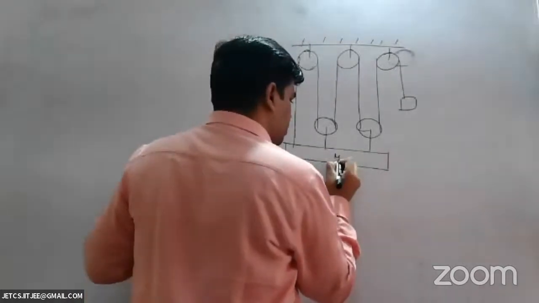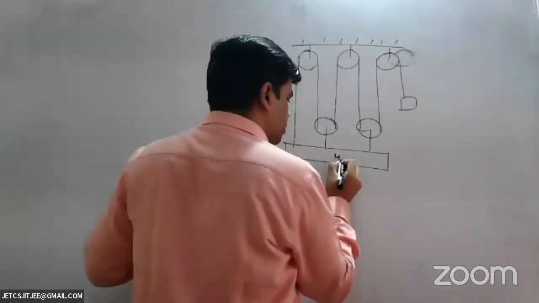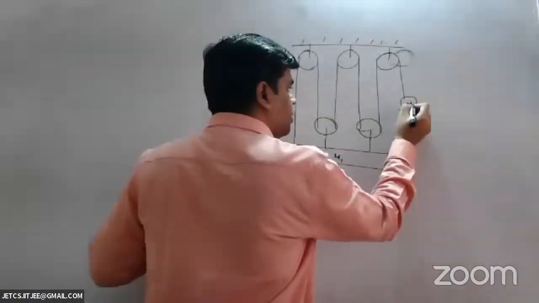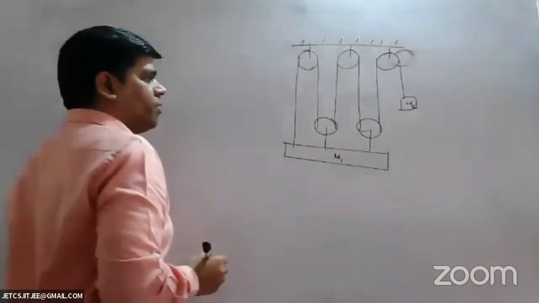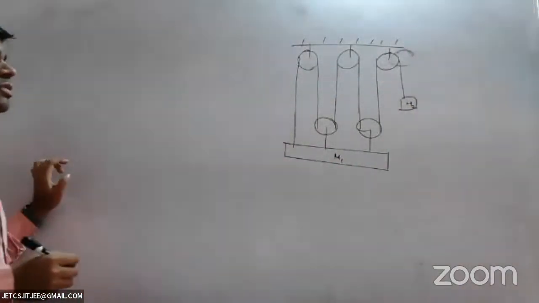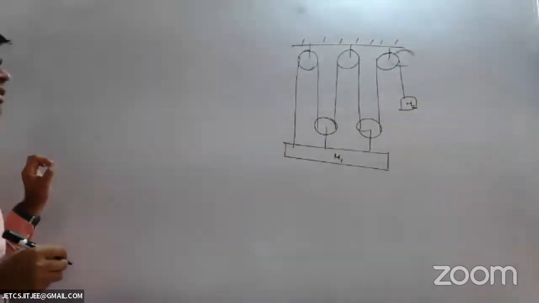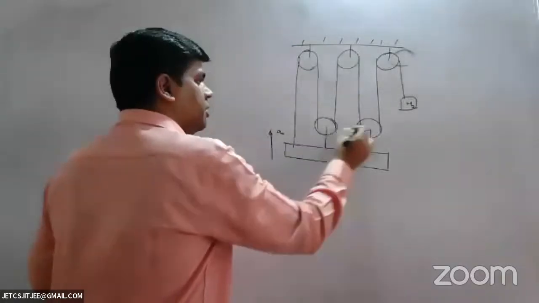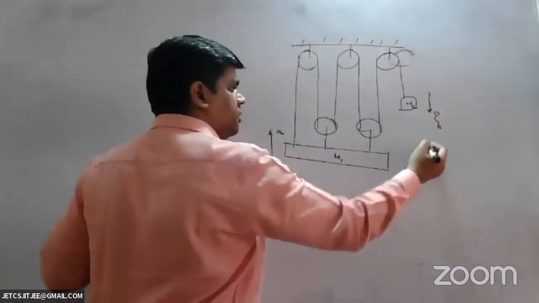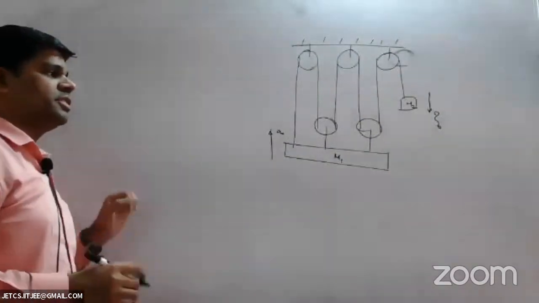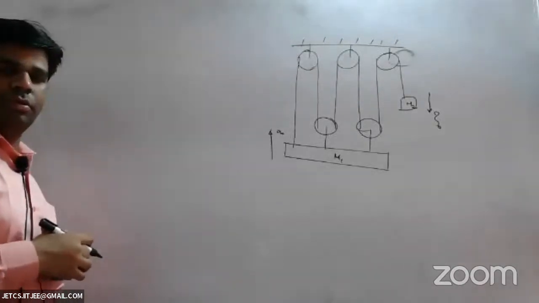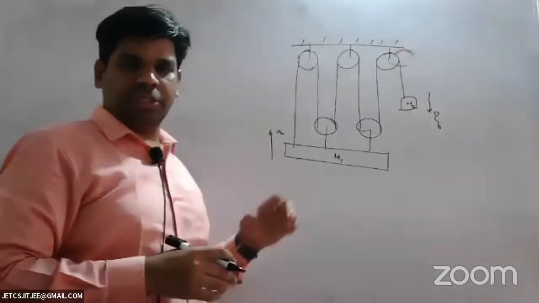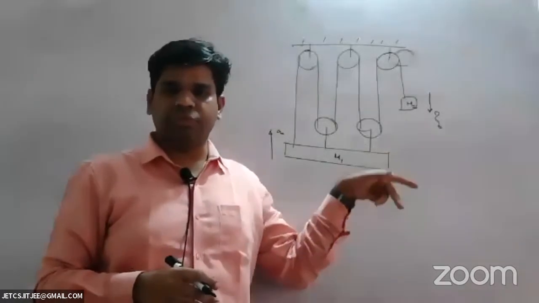This is M1, M2. I've determined the acceleration of the blocks. But before that, I need to find the constraint relation. If this goes up with an acceleration A naught, this comes down with an acceleration. With what acceleration does M2 come down, if M1 goes up with an acceleration A naught?